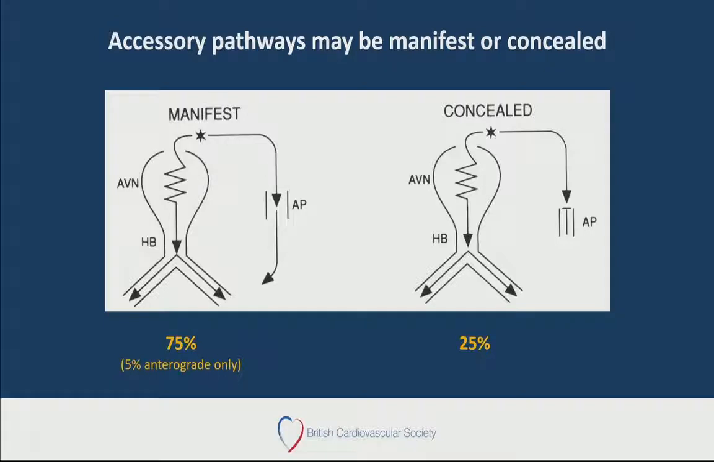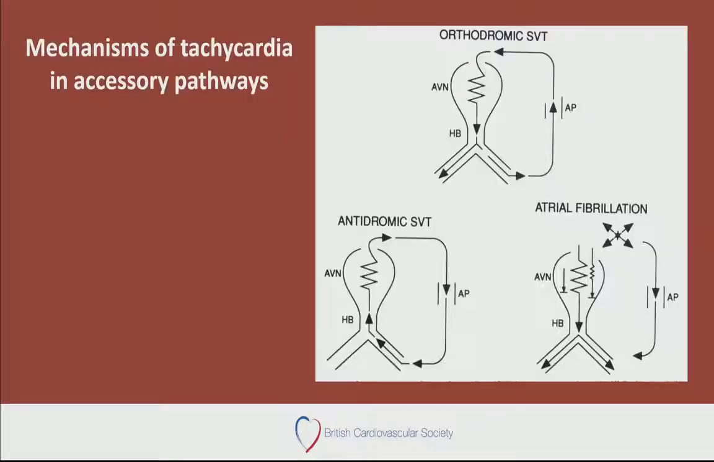In terms of whether the pathways are manifest or concealed, as in whether you can see it or not, the majority you will see a degree of pre-excitation, and that really is how much of the conduction is going down the accessory pathway and how much is going down the normal conduction system. And if it's concealed predominantly, you won't see obvious pre-excitation because most of it's going down anterogradely down the normal conduction system, and that's about 25% of cases.